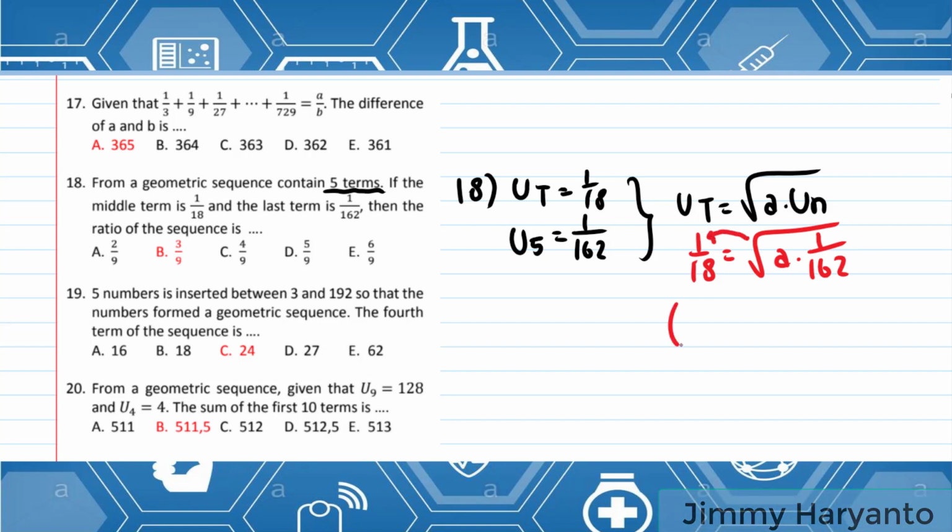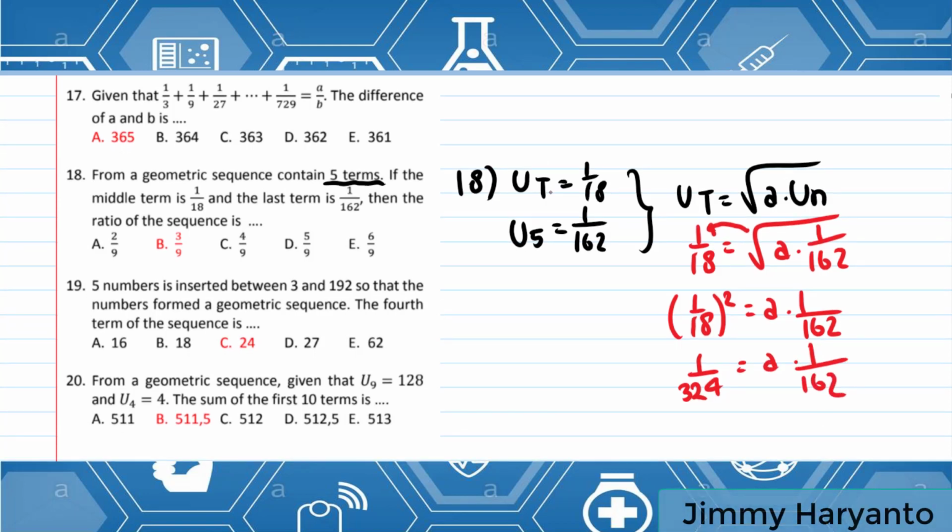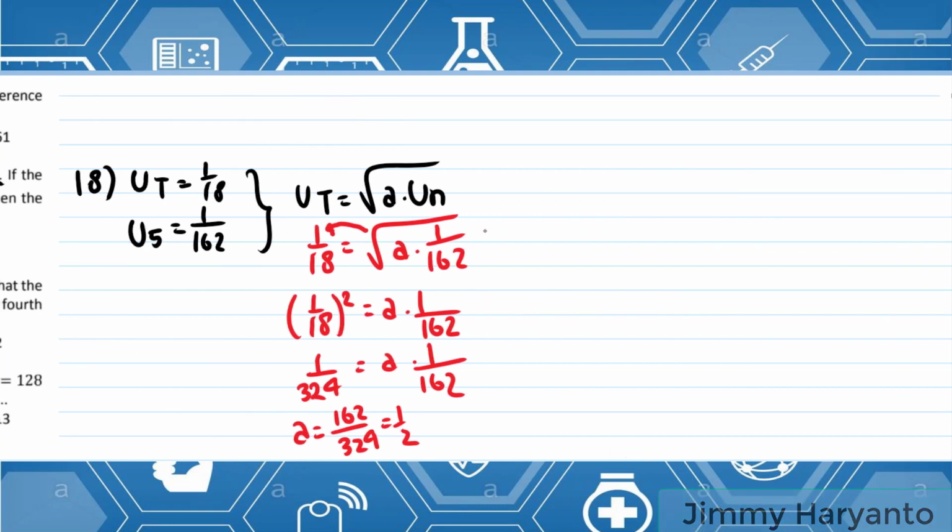It will be squared equals a times 1 over 162. The result is 1 over 324 equals a times 1 over 162. Cross multiply it, it will become a equals 162 over 324 equals half. There you go, I have a, and then the question is the ratio. Let's use the u5. u5 equals a times r to the power of n minus 1, 5 minus 1.